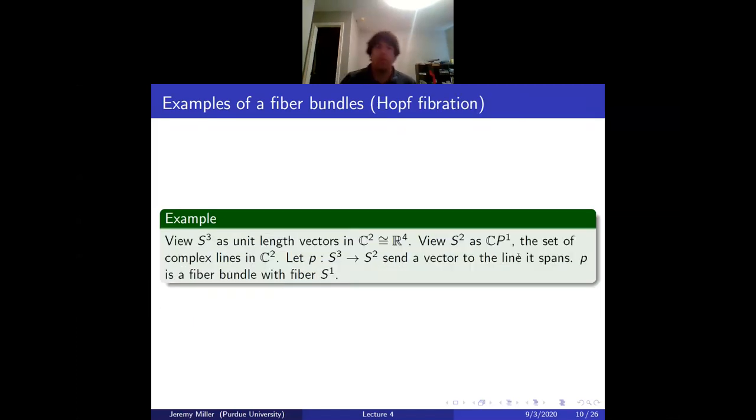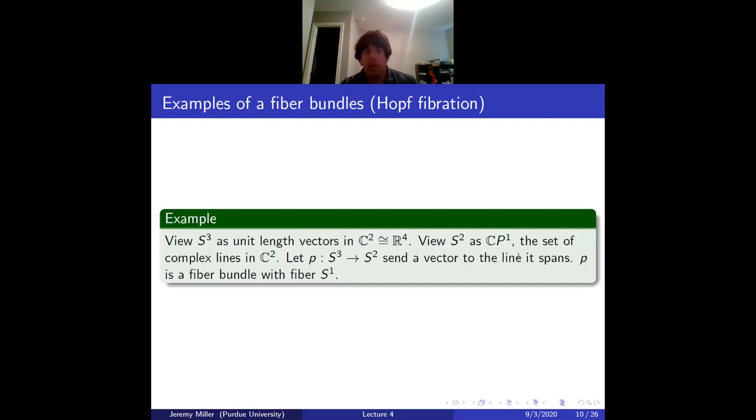Okay, some less trivial examples. The Hopf fibration. You view S3 as unit length vectors in R4, which we can view as C squared, and then we can view S2 as CP1, which is the set of complex lines in C squared. There's a map from S3 to S2 where you send an element of S3, viewed as a unit length vector in C squared, to the line it spans.